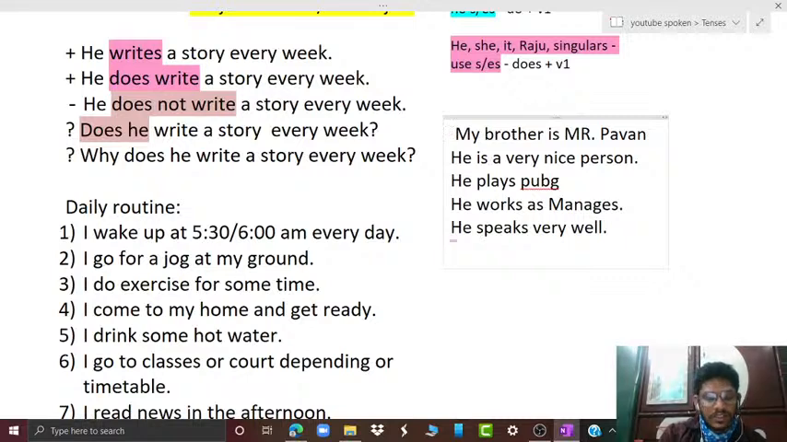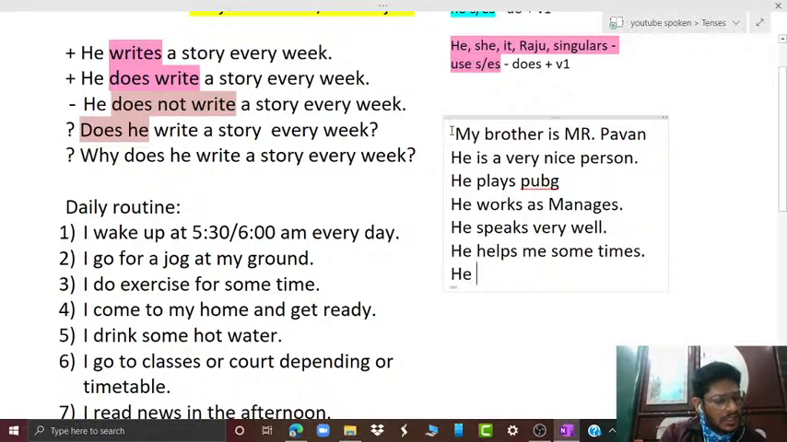And he helps me sometimes by sharing my feelings, and I keep sharing my feelings with him. He works very hard. Sometimes he works during the night time, means night schedules. He works very hard.